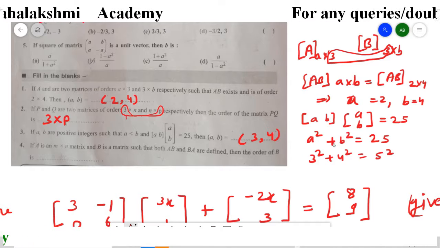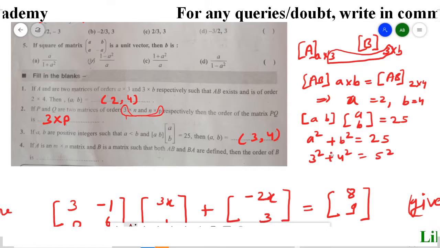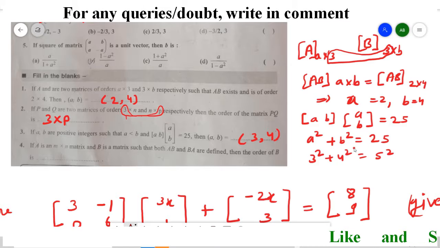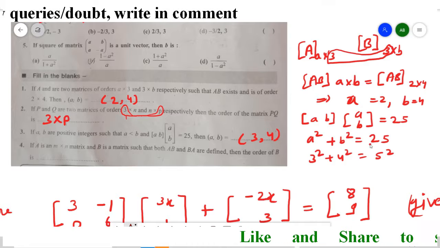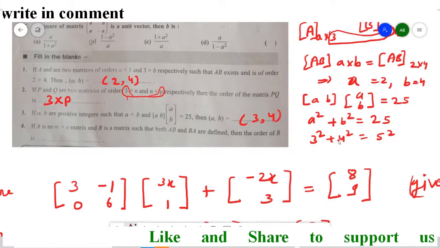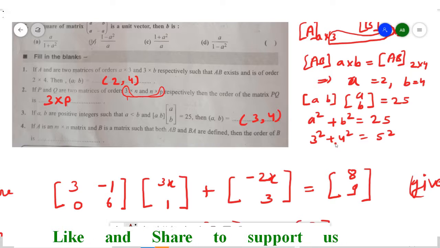Now there is no other way to solve this. It is a hit and try method. You have to think of two numbers whose sum of squares is 25. Again I am repeating, we have to think of two numbers whose sum of squares is 25. So there is no method to solve it. It is the hit and try method. You have to guess and write it.